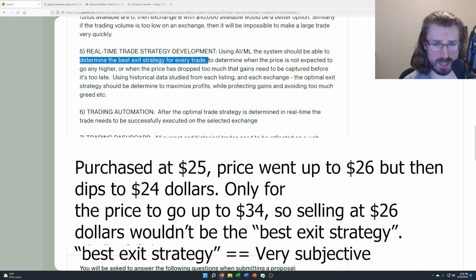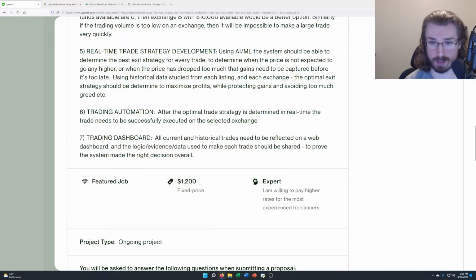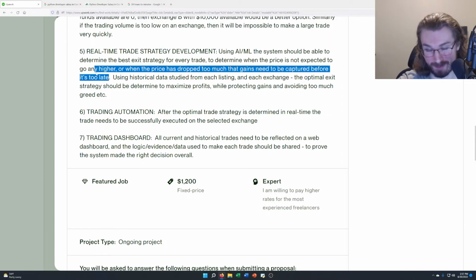So, this thing has to be the smartest ever and not subject to the constraints of time, and not being able to calculate how many time steps in the future the best exit would be. Anyways, to determine when the price is not expected to go any higher, or when the price has dropped too much that gains need to be captured before it's too late. This is what I basically tried to highlight. Perhaps they did it better than me, but this is so absurd.